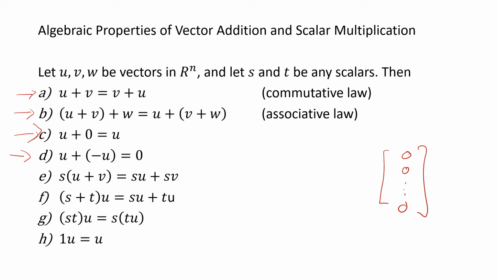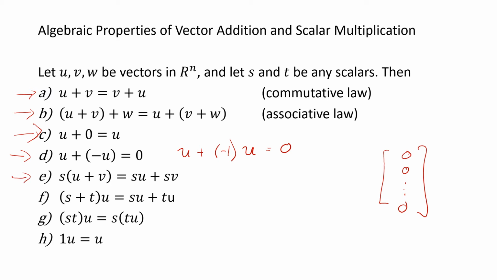Fourth one, u plus negative u equals 0. Now, technically, what does negative u mean? This is u plus the scalar negative 1 times u equals 0. So it's just a shorthand for saying scalar multiplication of negative 1 times u. Add that to u, you get 0. Again, exactly what you're used to from normal numbers. It also works with vectors.